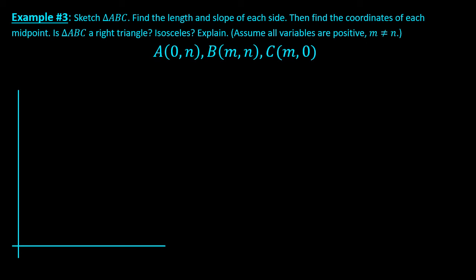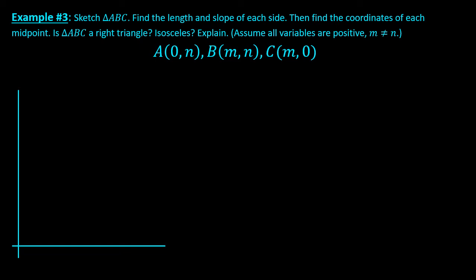Okay, so we're going to sketch triangle ABC and find the length and slope of each side. Then find the coordinates of each midpoint. Is triangle ABC a right triangle, or is it isosceles? Please explain. Okay, and you can assume all variables are positive and that m does not equal n.